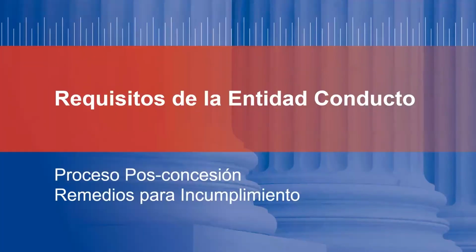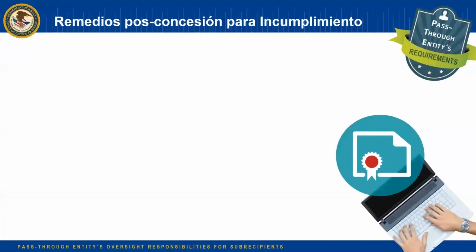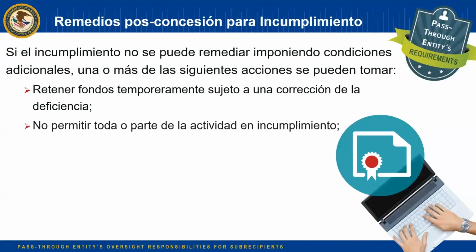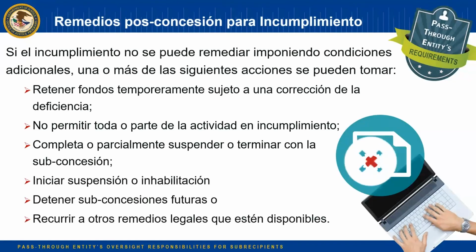So let's talk about some post-awards remedies for sub-recipients that are non-compliant. It would be a perfect world if all of your sub-recipients did everything you wanted them to do, and there was never an issue down at the sub-recipient level. But based on certain things within the organization, there may be times where you need to be able to take certain types of actions against your sub-recipients.